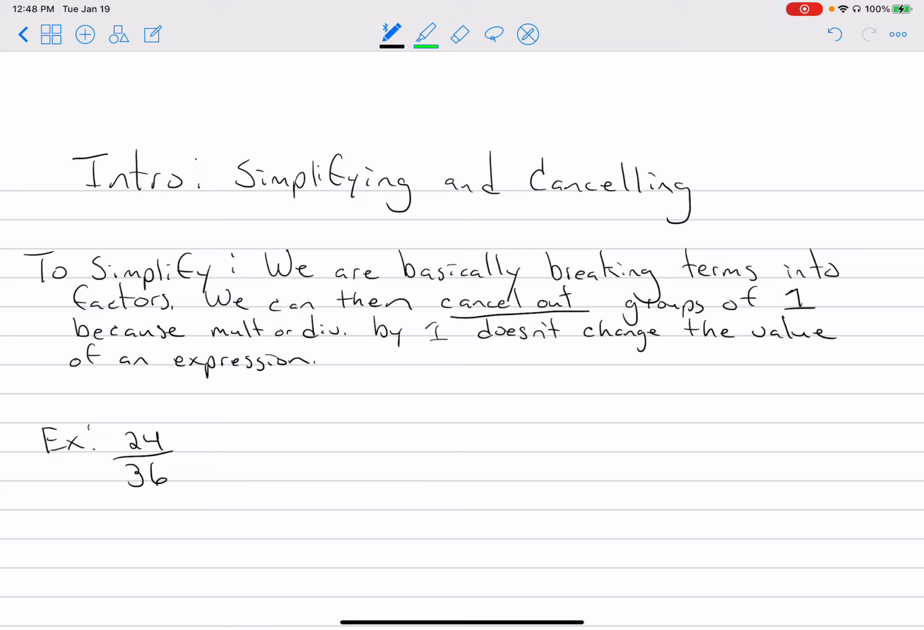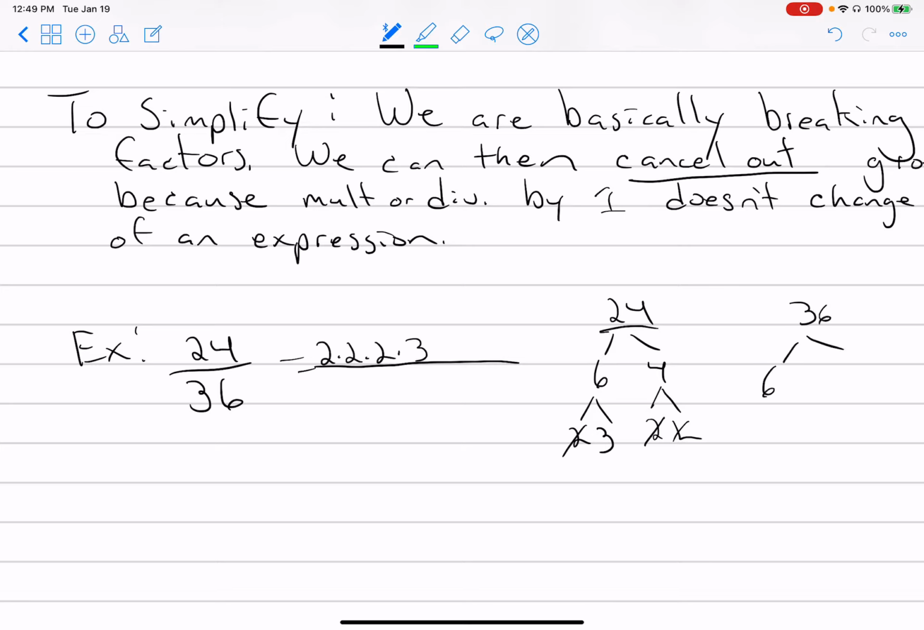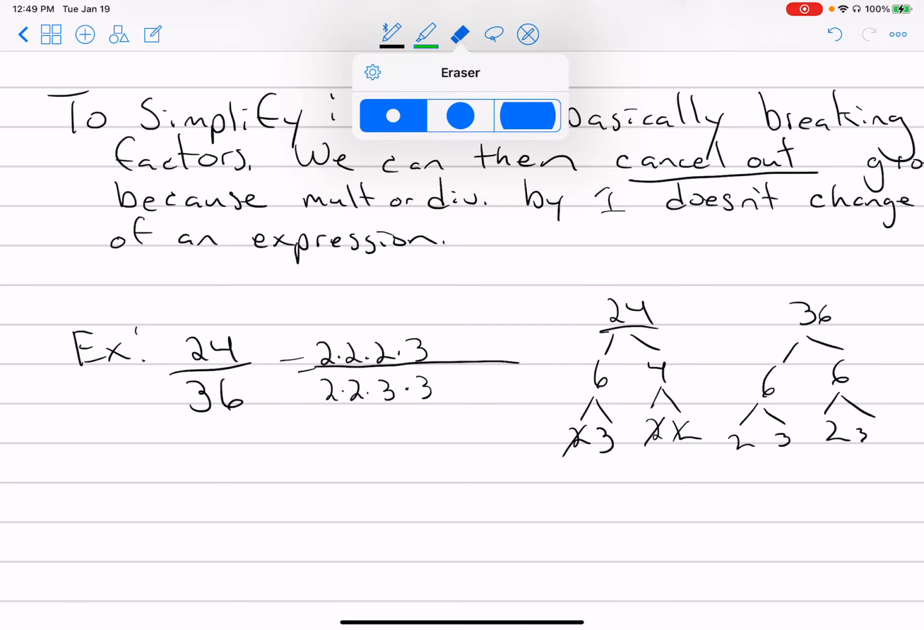So let's take the example of 24 over 36. If I break this number 24 down, 24 is what? 6 times 4. 6 is 2 times 3, and 4 is 2 times 2. 24 actually breaks down into 2 times 2 times 2 times 3. And 36, which is 6 times 6, which is 2 times 3 and 2 times 3, breaks down to 2 times 2 times 3 times 3.